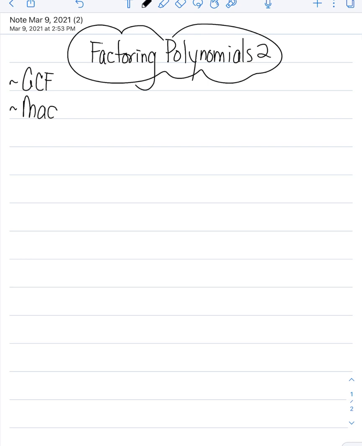We also looked at our "magic X has your back" strategy, and I'll even write that in here. And remember, we can use that on a trinomial that looks like this, which I have told you is a quadratic equation. And remember that A has to be positive. So I want to continue our work with magic X. So let's look at the first example.